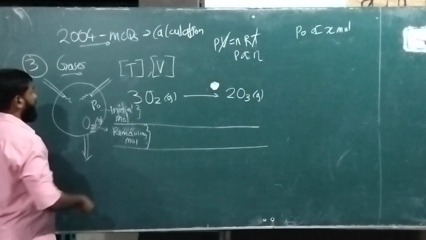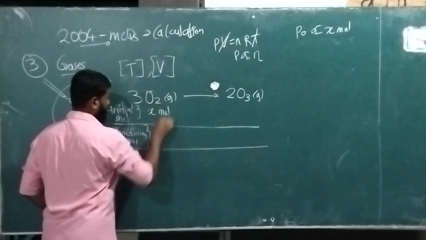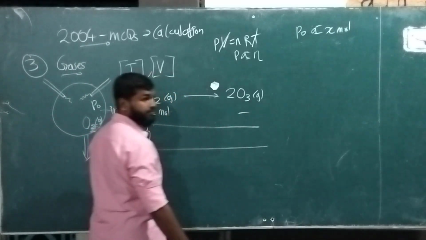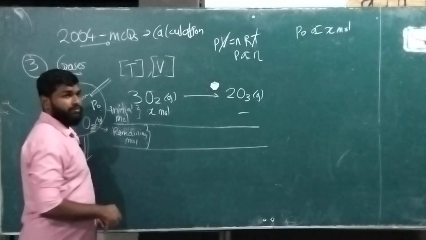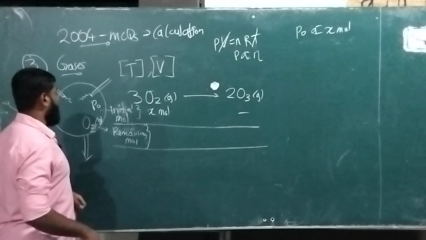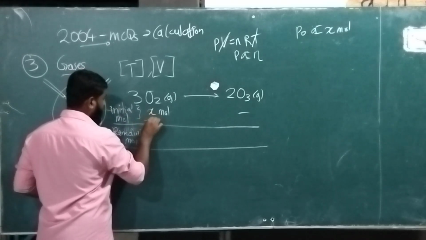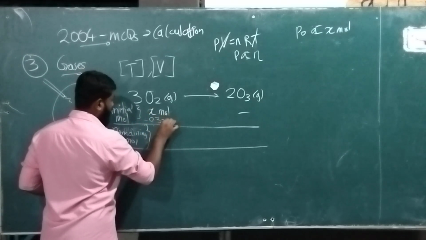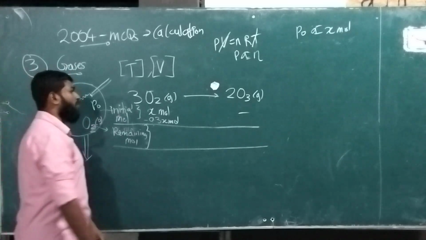Now see, initially you had X moles, so nothing was there. After reacting, they said around 0.3. So now see here, if 0.3 X moles reacted, then how many moles should be there?